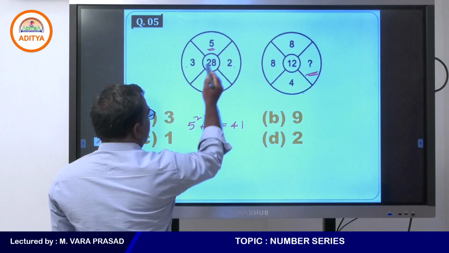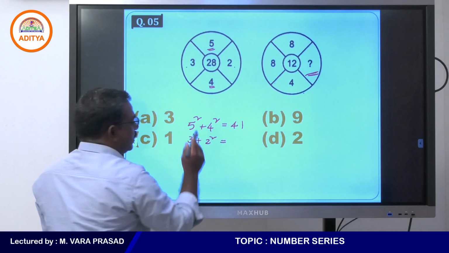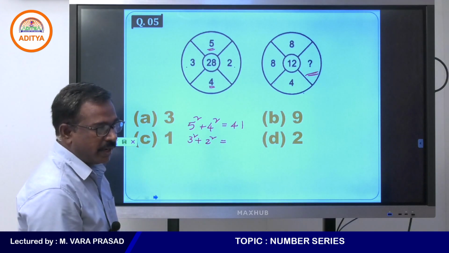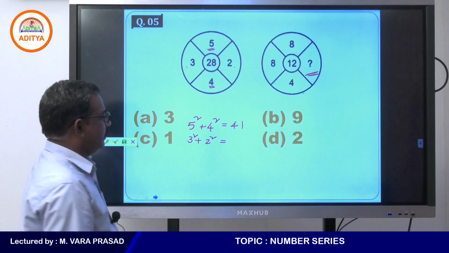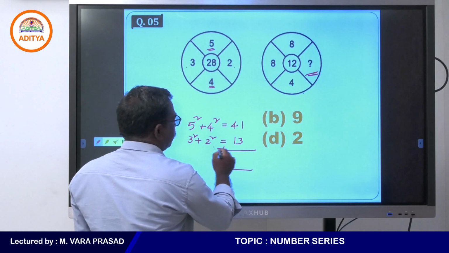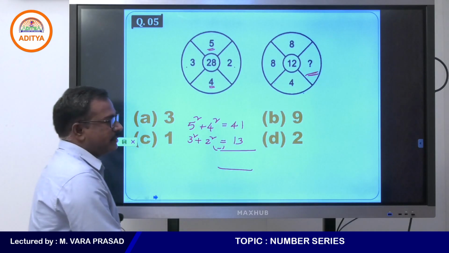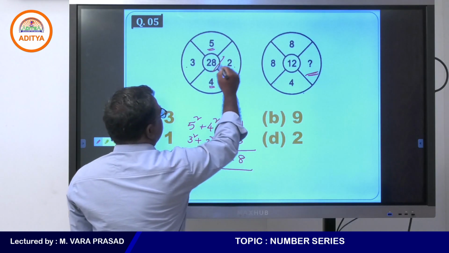Second, if you take this line, 3 square plus 2 square, how much do you see? 3 square means 9, 2 square means 4, 9 plus 4, 13. What is the difference you see? If you subtract, the difference 41 minus 13 is 28. Yes, that is there here.